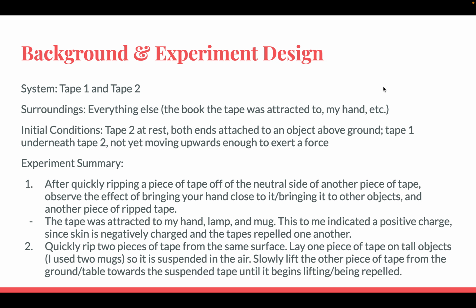So the experimental design is exactly the same as it was for Lab 1. We didn't have to redo this, we just used the results from Lab 1, but essentially you are taking some electrons away from two pieces of tape, making them positively charged, and then you're going to suspend tape 2 in the air using two objects, and then you're going to put tape 1 that's also charged under it and use the distance between the two when you observe the repulsion to figure out what electric force is being exerted on tape 2.